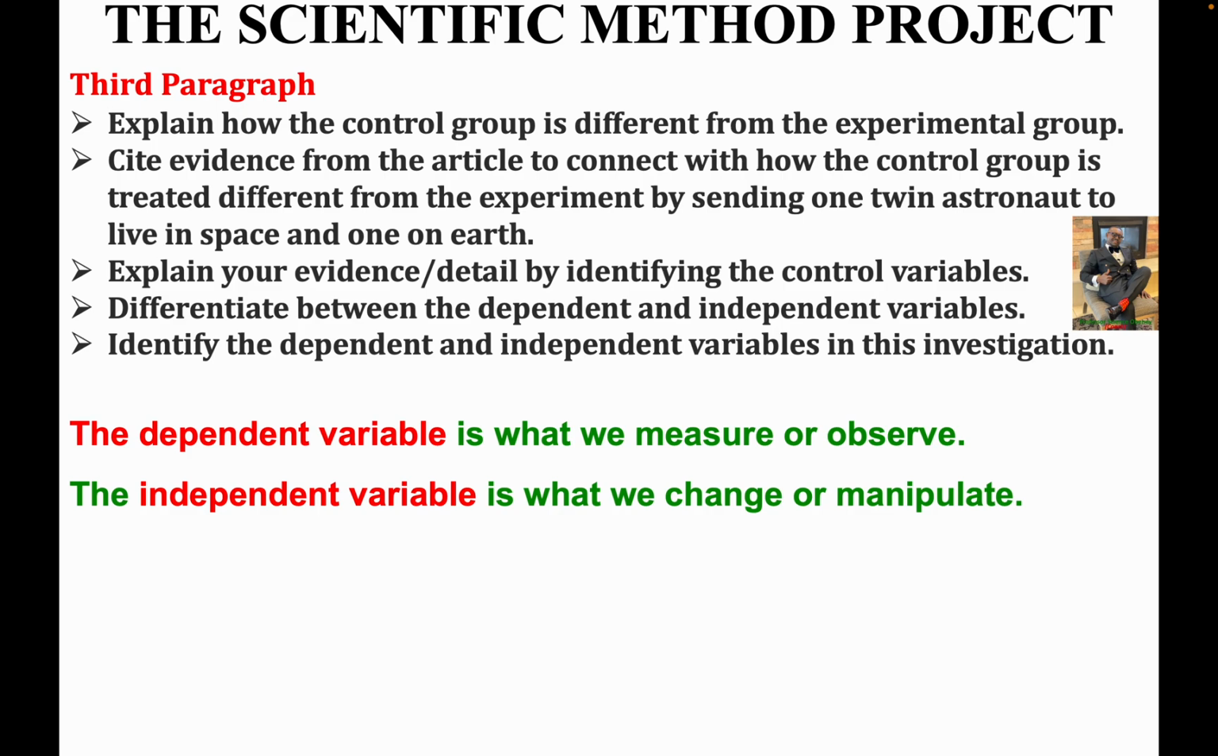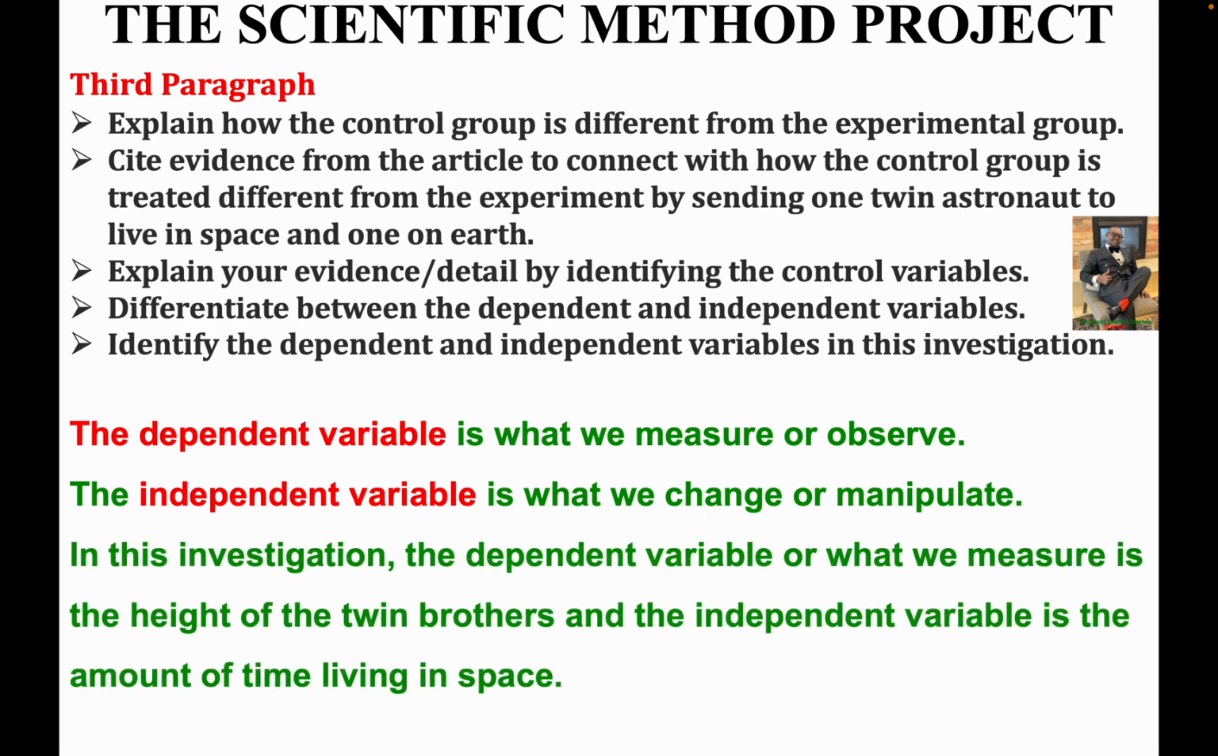One went to live in space, and one stayed on Earth. So in this investigation, the dependent variable, what we are measuring, is the height of the twin brothers. That's what we measure and record. And the independent variable is the amount of time living in space. Scott Kelly went to live in space for almost a year, and he grew an inch or so taller. So that's paragraph 3.